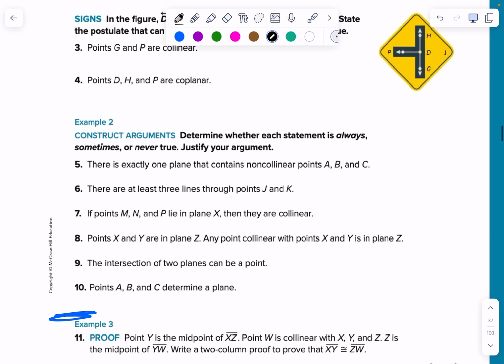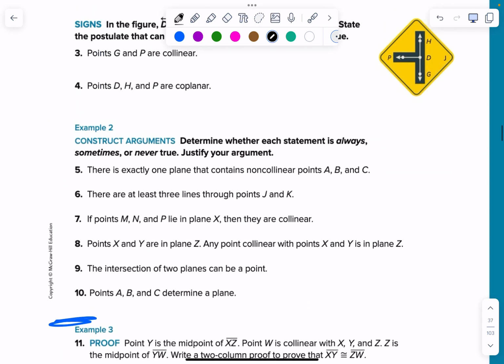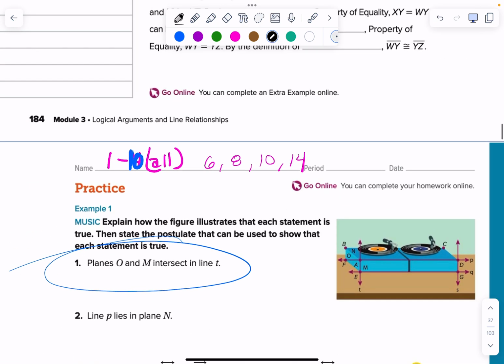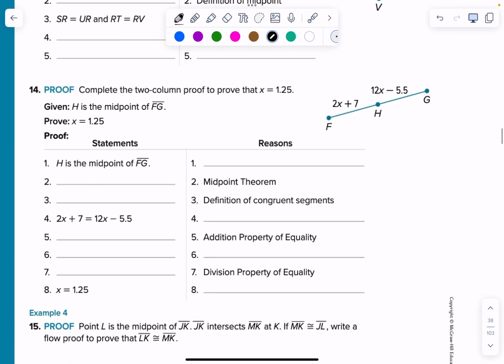Okay. The homework is number 14. We already did 6, 8, 10. So do 14. Wait a second. Is that a nice one? Yeah, 14's an okay one. Okay, so do 14. It's going to be very similar to the one that we just did. Do that one for homework and then you're done.